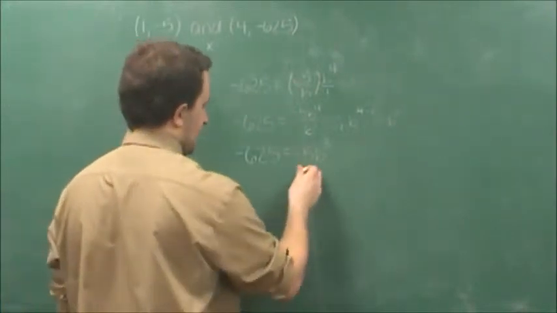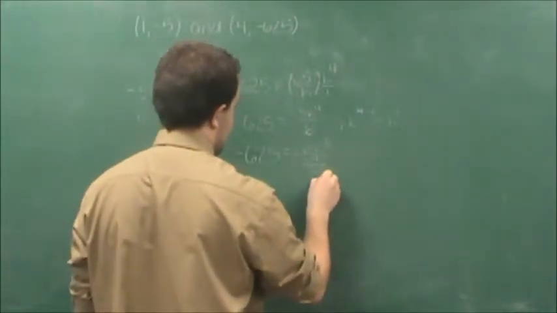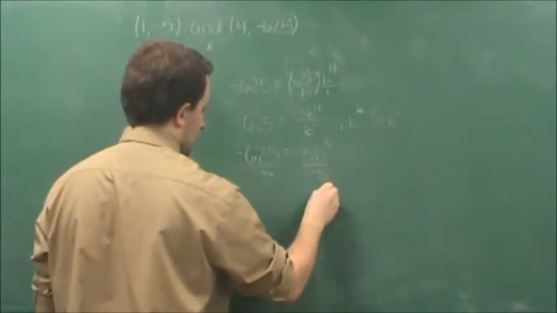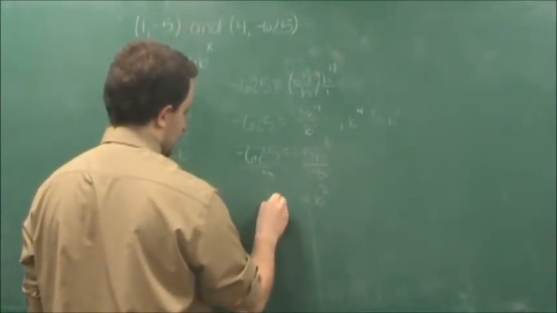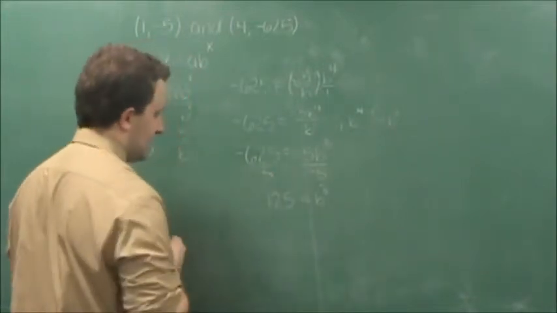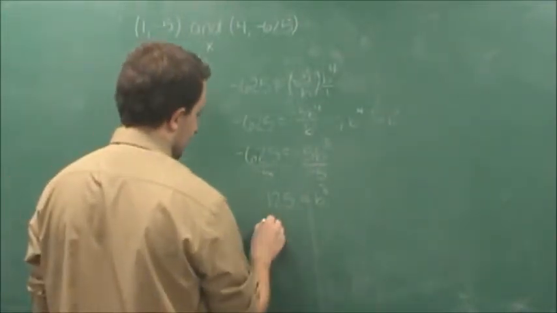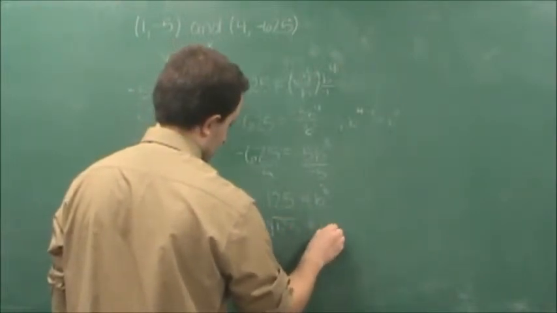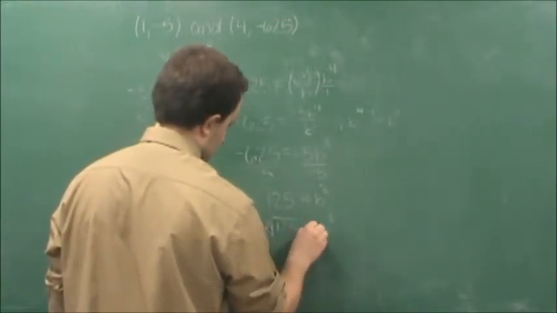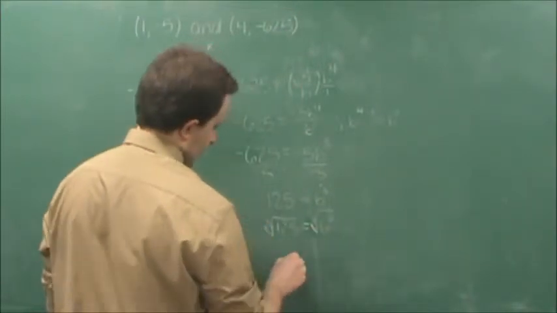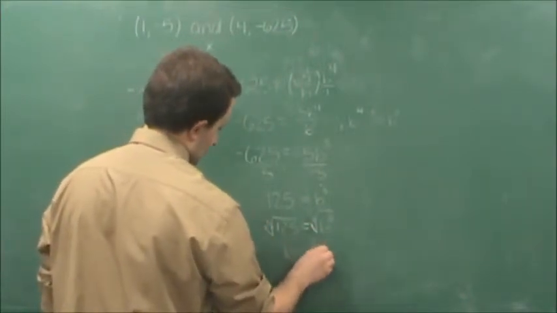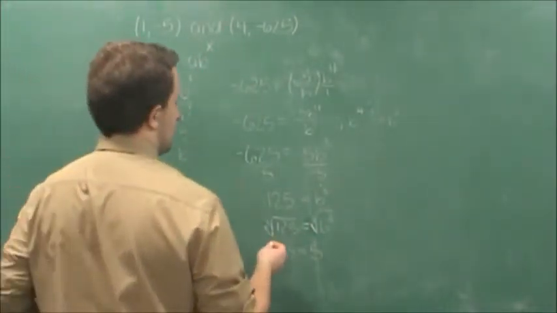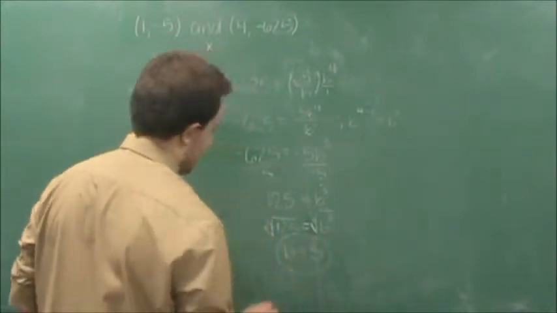And now it's just a matter of solving for b. Divide both sides by a negative 5. And you get b cubed equals 125. Then when you take the cube root of it, you're going to get b is equal to 5. So there's our value of b.